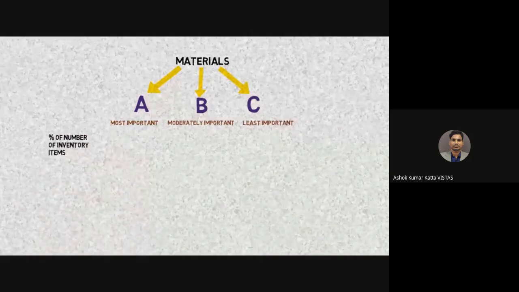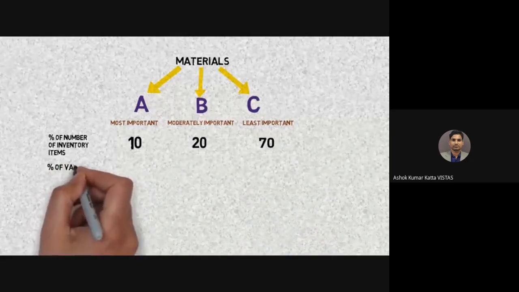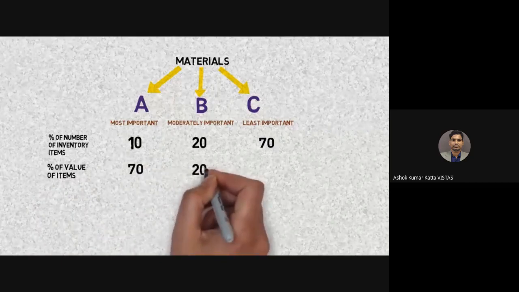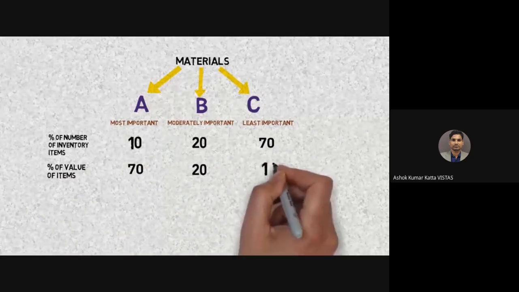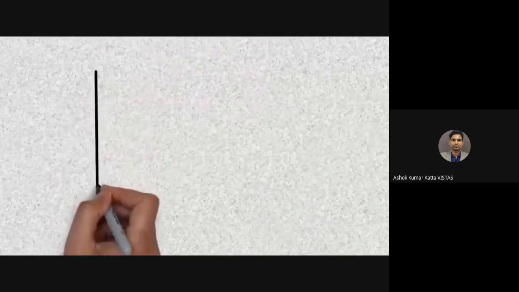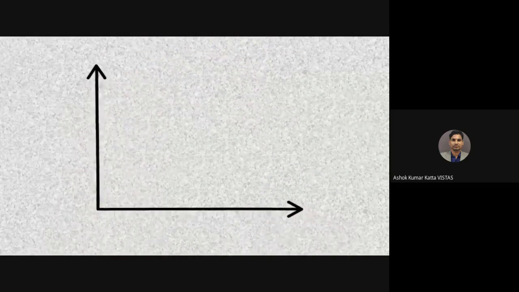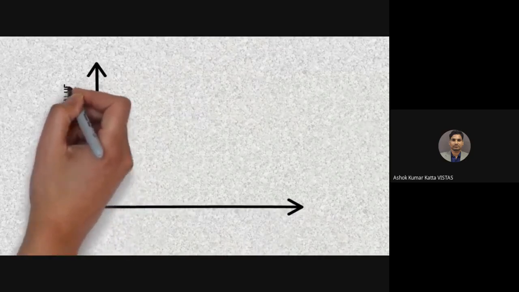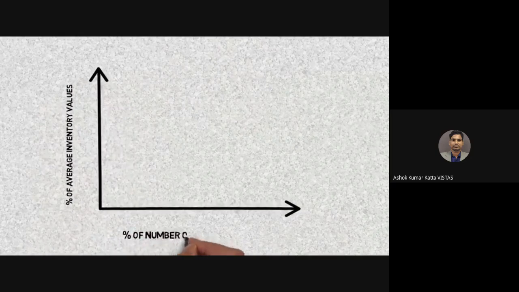Percentage of number of items in Category A is 10, in Category B is 20, and in Category C is 70. Whereas percentage of value of items in Category A is 70, in Category B is 20, and in Category C is 10. This can be graphically represented in a bar chart where the ordinate represents percentage of average inventory value and the abscissa represents percentage of number of inventory items.